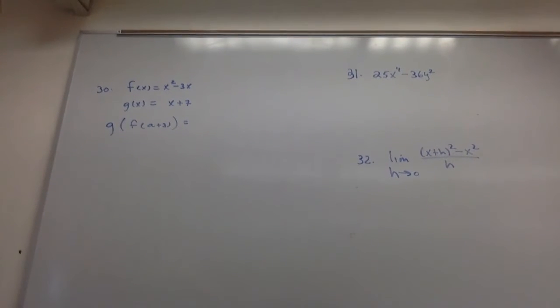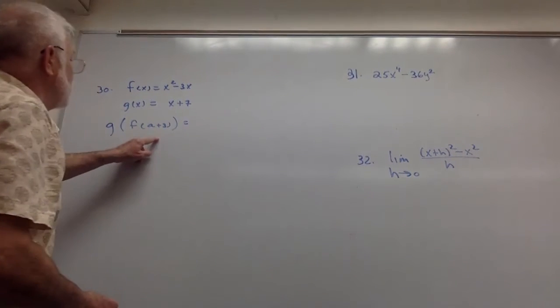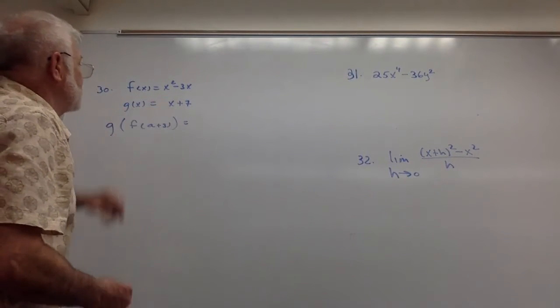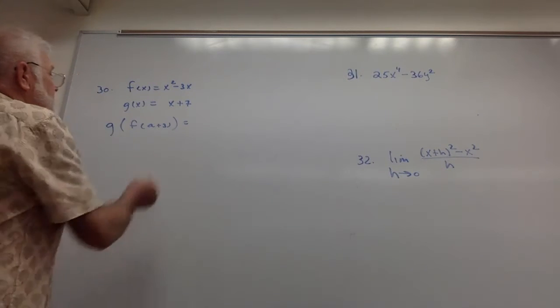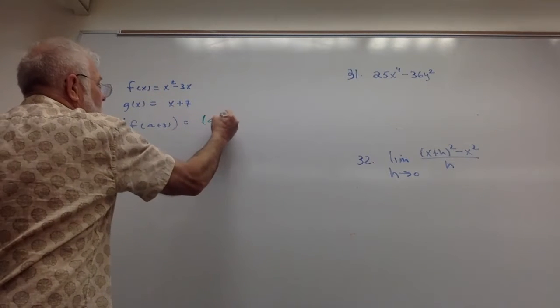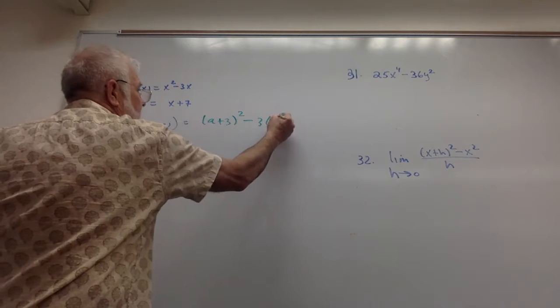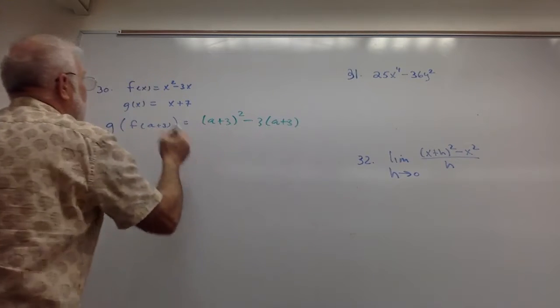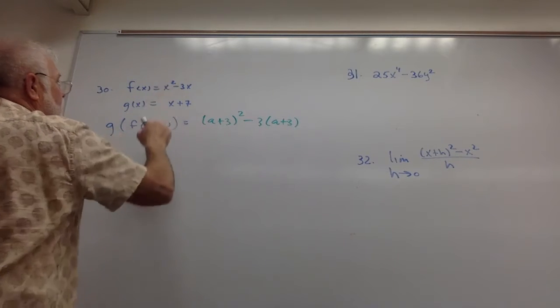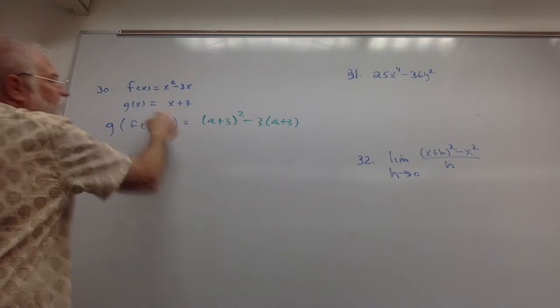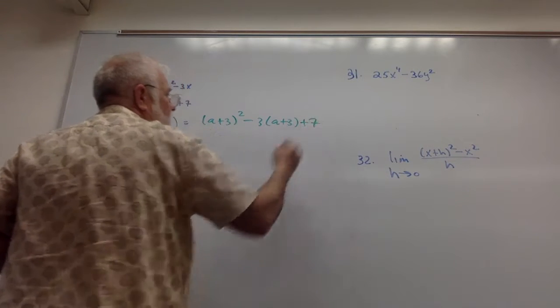All right. Very common SAT problem. We're going to do f of a plus 3, and then we're going to put it in the g function and add 7 to what we get. So a plus 3 is going to get squared, minus 3 times a plus 3, and that's now been put into f. And when we put that answer into g, we might as well put the plus 7 there right now.